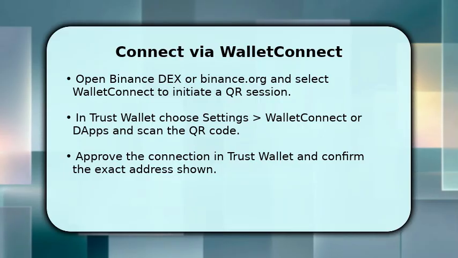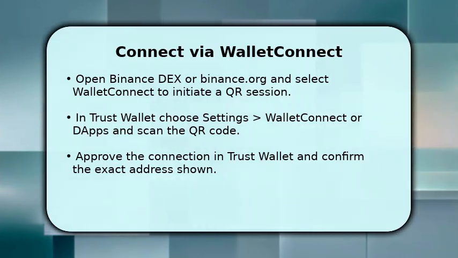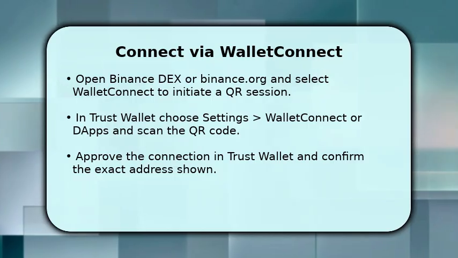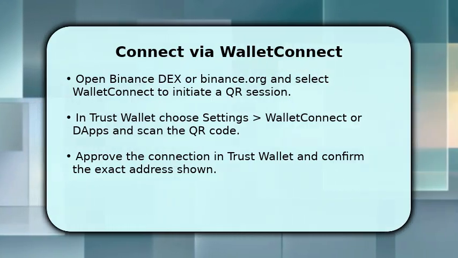On a desktop, open Binance DEX or Binance.org and click Connect Wallet, then choose Wallet Connect to display a QR code. On your mobile device, open Trust Wallet, tap Settings, then Wallet Connect or open D-Apps and use the scanner. Scan the QR code shown on Binance.